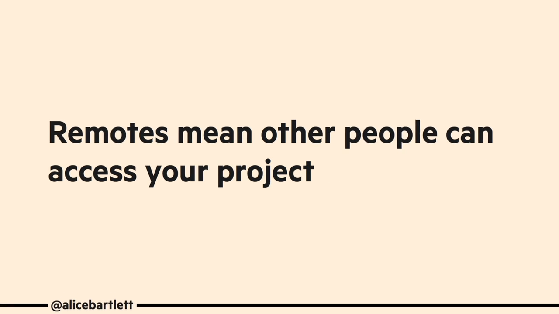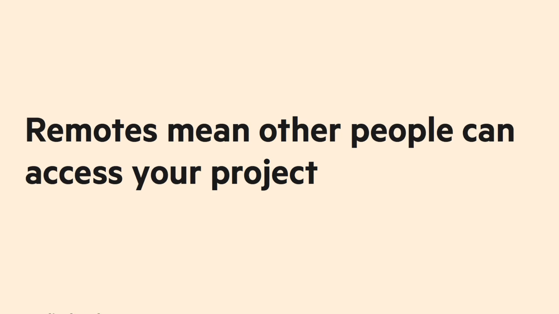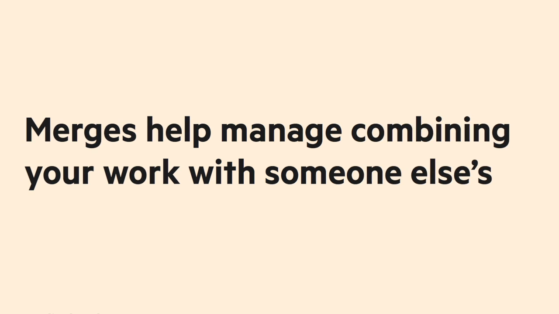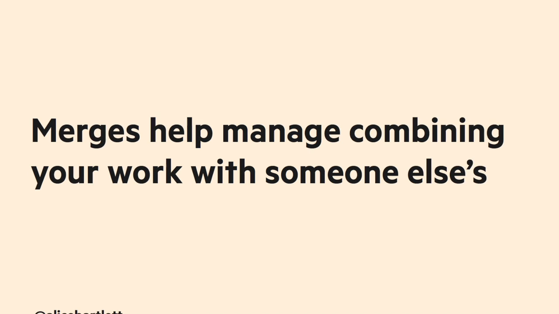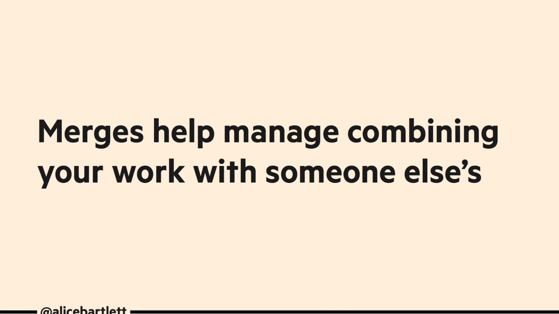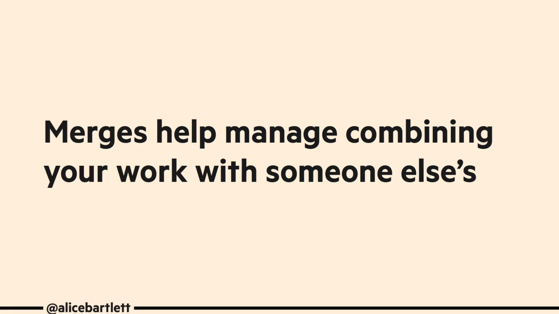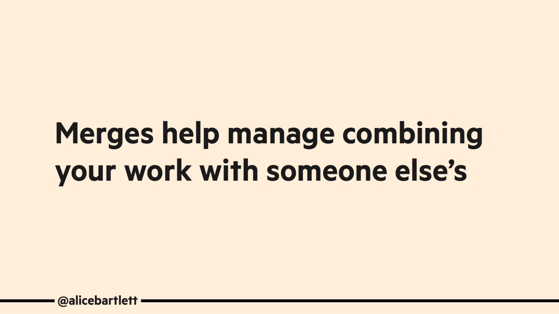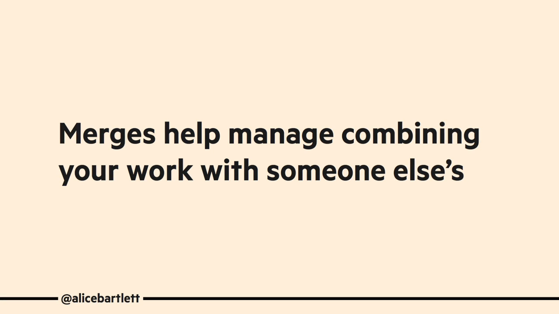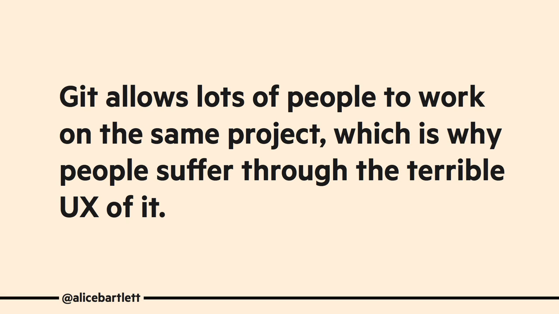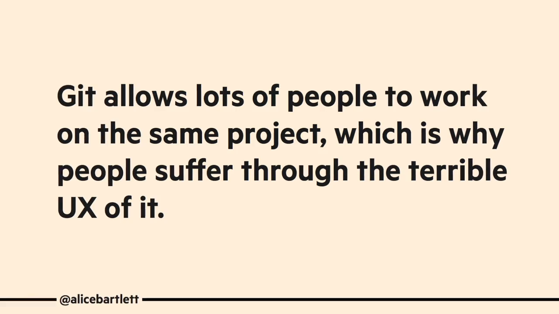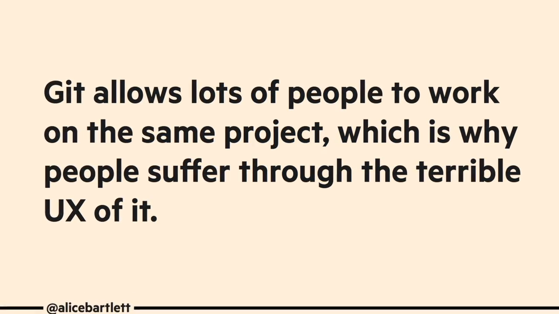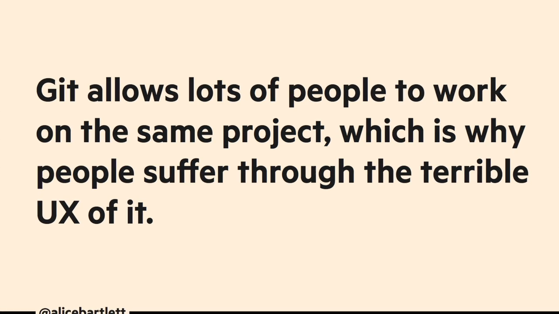Remotes mean that other people can access your project. Merges help manage combining your work with someone else's in a safe way so that you don't overwrite their changes by accident, although that can still happen sometimes if you're careless. But if you haven't made changes to the same file, then you just automatically get their work, which is pretty good. And so Git allows lots of people to work on the same project at the same time, which is why they suffer through the really terrible UX of it.